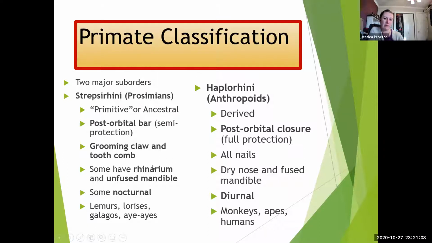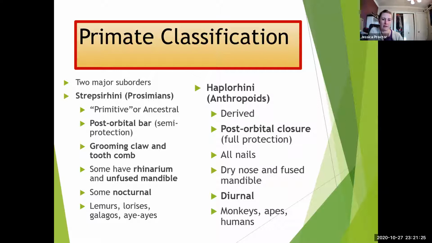So if you see a rhinarium, if you see a wet nose, and you've already determined it's a primate, then you know it must be a lower order strepsirrhine. Some are nocturnal, but not all of them. Some lemurs are nocturnal. Some of the lorises are nocturnal, and some of the galagos are nocturnal.